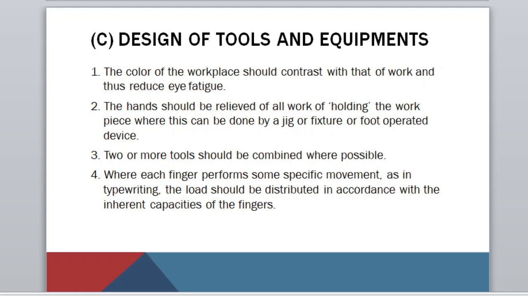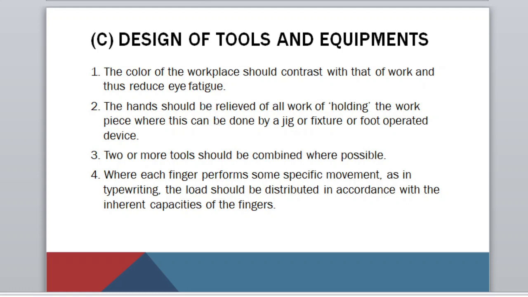Next is design of tools and equipments. The color of the workplace should contrast with that of work and thus reduce eye fatigue. A very colorful workplace should be avoided because it really hurts the eyes. As much as possible, use colors that freshen up the eyes, like green, not too bright. At least there is a balanced contrast which is still good for the eyes.